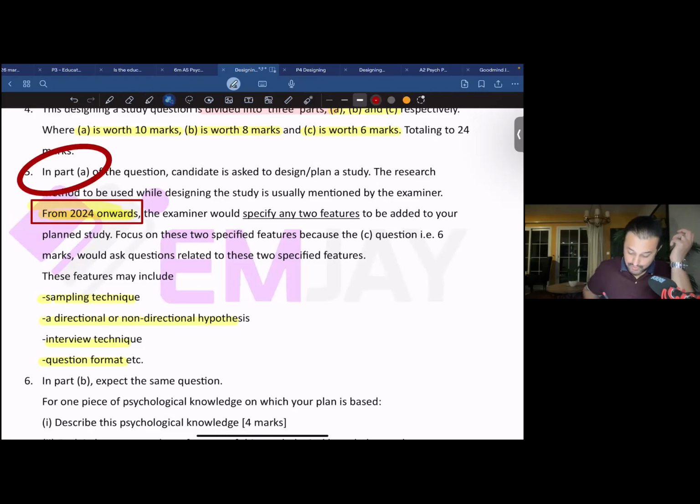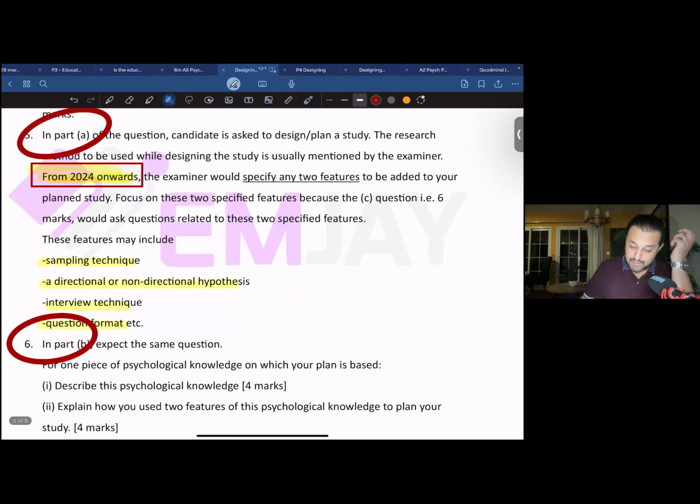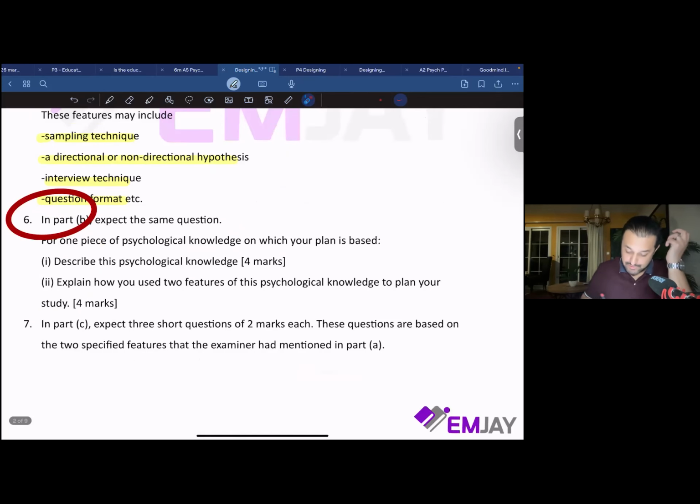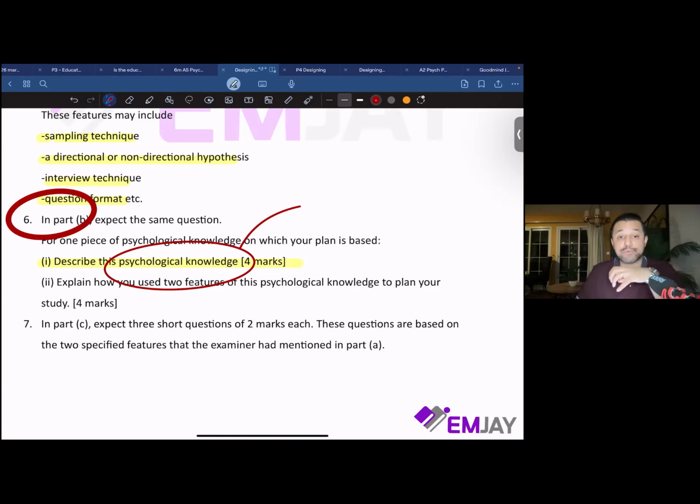Okay. Moving on towards part B here. For part B, expect the same question always. The question starts like this: for one piece of psychological knowledge on which your plan is based, describe the psychological knowledge. This happens to be a 4-mark question where it is essential that you have a thorough understanding of your syllabus, because you'd have to identify what particular part of the syllabus has been used for this particular question.